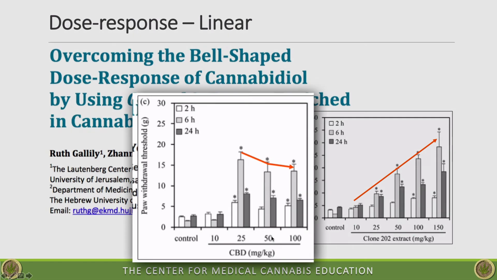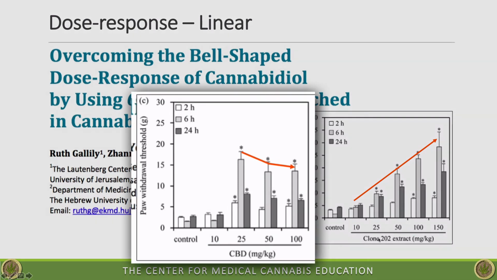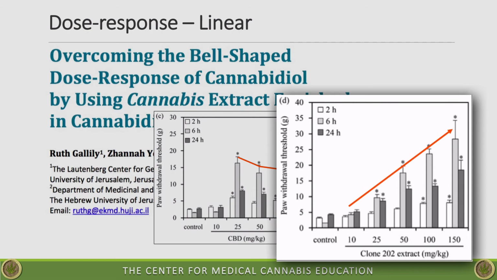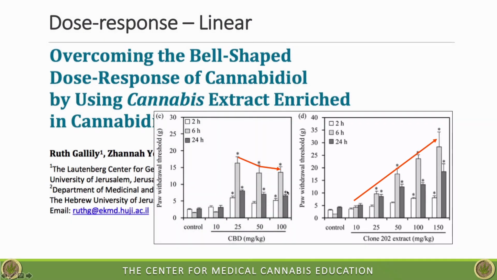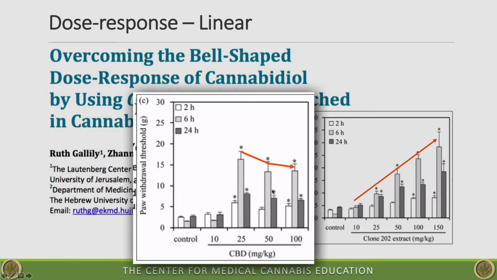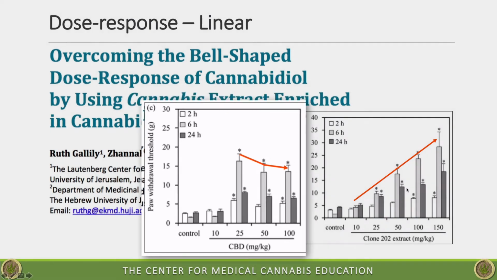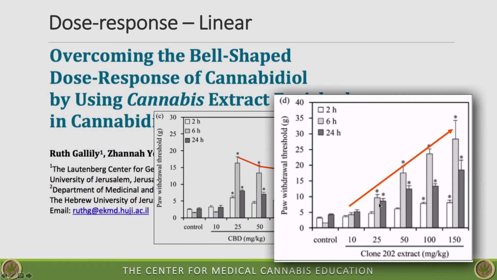So on the left, we have the CBD isolate, and in the graph on the right, we have the whole plant extract. Notice the dose response curve for the CBD isolate. The threshold for paw retraction actually decreases over time. Now, notice the curve on the right. If we're looking at 6 hours in particular after administration of CBD, you'll see this basically linear dose-response relationship where the higher the dose, the greater the force required to motivate the rodent to withdraw its paw.